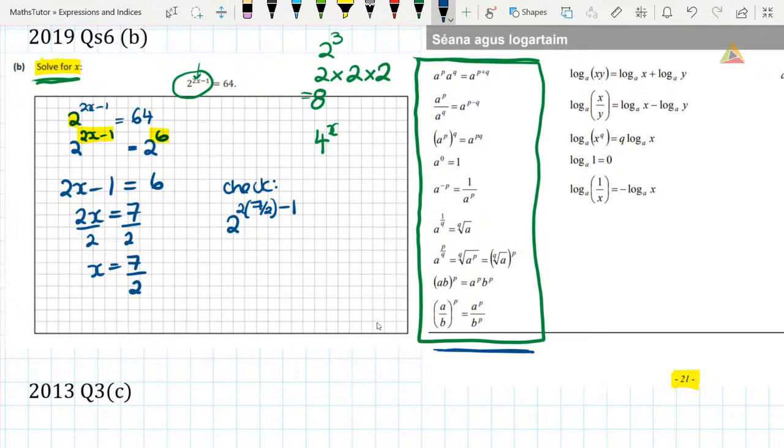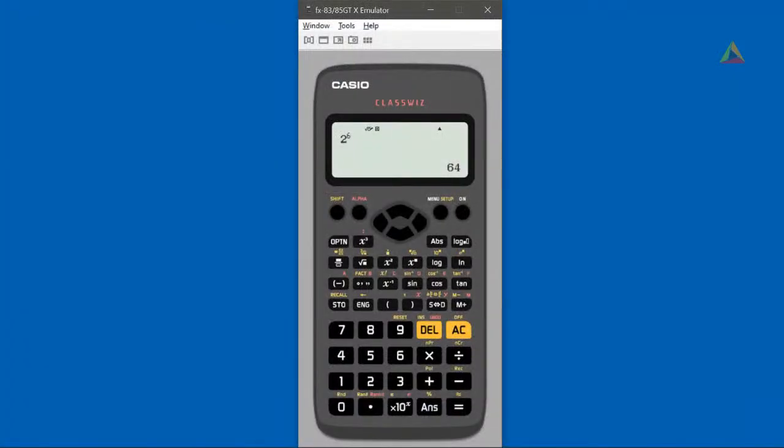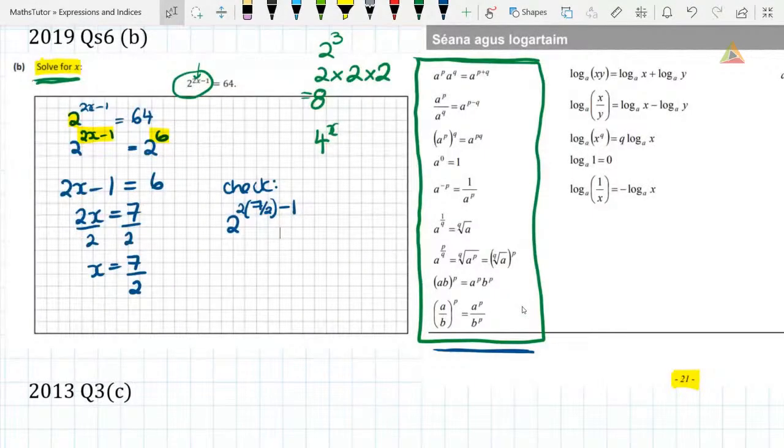And when you put that into your calculator, so 2 to the power of... calculator not responding there, sorry. 2 to the power of, and we say 2 times 7 over 2, which was our answer for x, minus 1. And we get 64. So that's just a nice way to check that we have that sum done correctly. So that gives us 64.